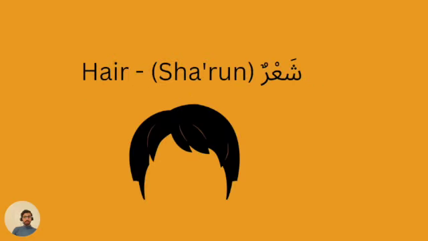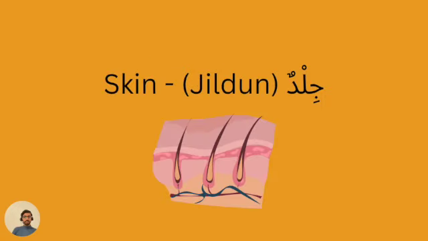We have hair. شعر, شعر. Repeat after me. شعر. Perfect. We have skin. جلد, جلد. Repeat after me. جلد.